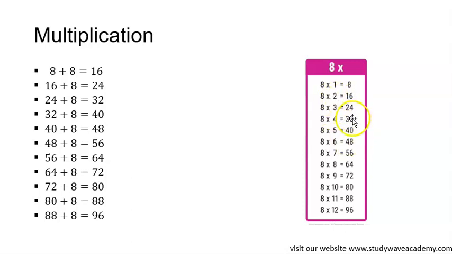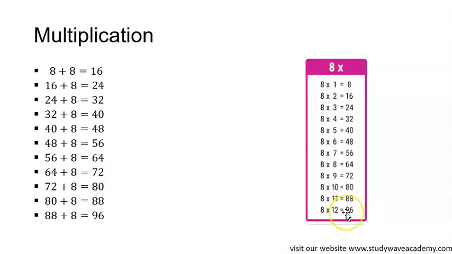You add 8 to 24, you are going to have 32. You add 8 to 32, you are going to have 40. You add 8 to 40, you are going to have 48. You add 8 to 48, you are going to have 56. You add 8 to 56, you have 64. You add 8 to 64 is 72. You add 8 to 72 is 80. You add 8 to 80 is 88. And you add 8 to 88 is 96, okay? It keeps on going. Do you understand? It's addition.